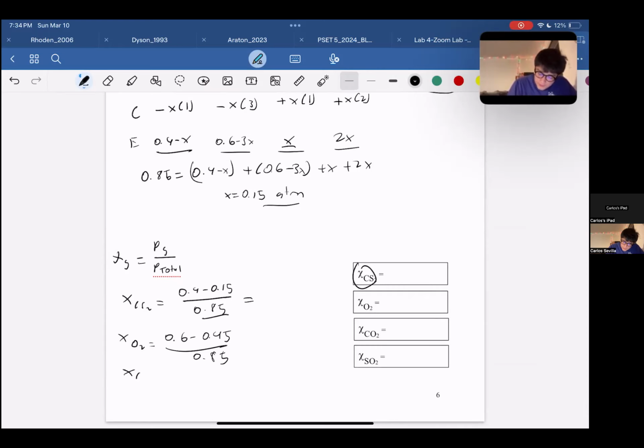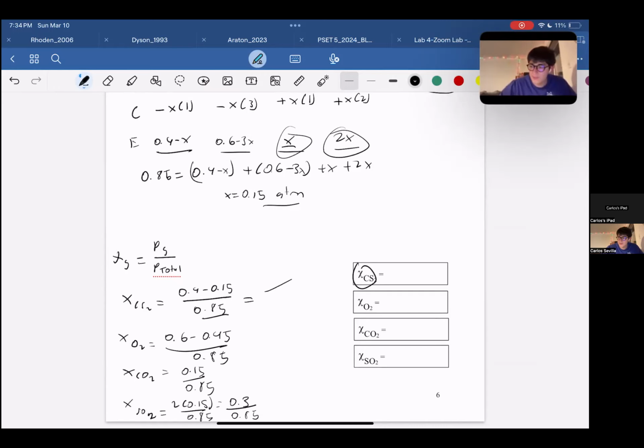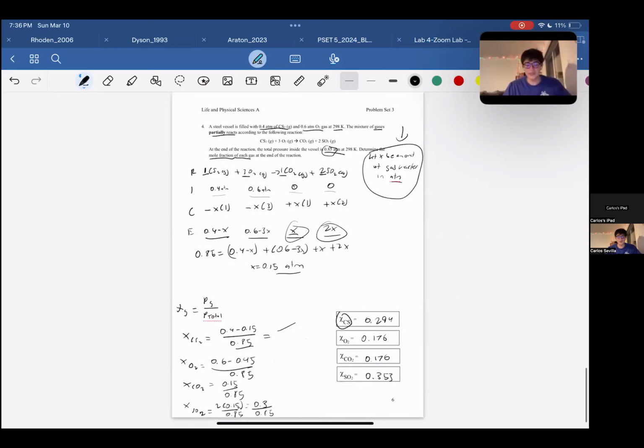X of CO2 is equal to just 0.15 over 0.85. And then X of SO2, which is just these numbers. Again, I'm just getting these from the RICE table up here. 2x, so 2 times 0.15. Let me just draw this out so it's not too confusing for everyone. Over 0.85, right? And then when we finish solving for these equations, we get the numbers 0.294, 0.176, 0.176, then 0.353. So that's the end of the problem. Wasn't too hard, right, guys?